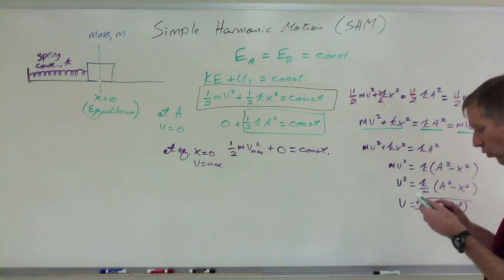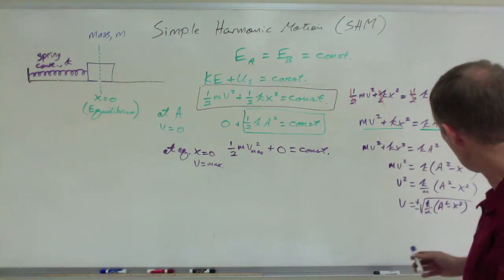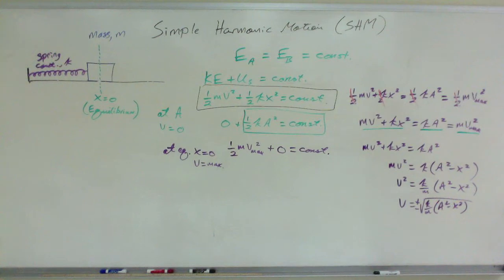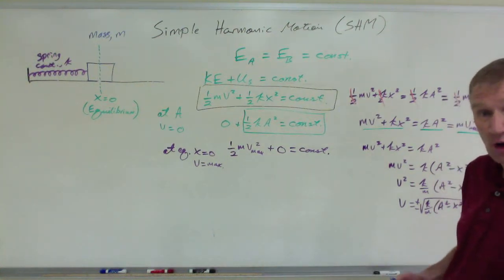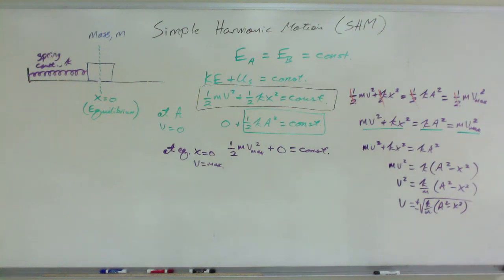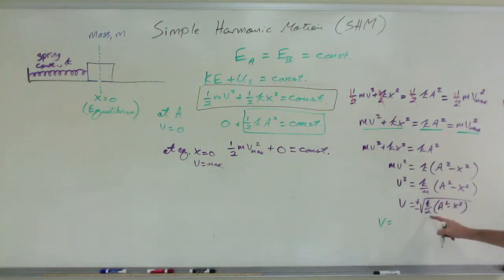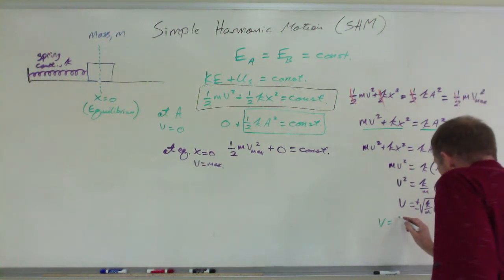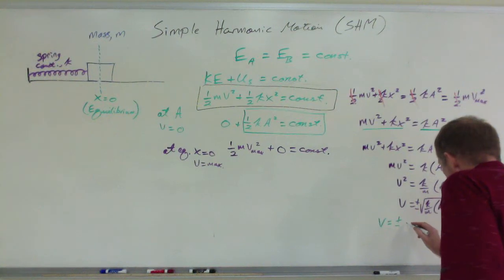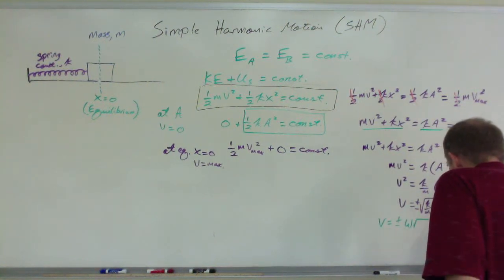All right. One more thing to write. What's the square root of k over m? The square root of k over m is omega, all right, angular frequency. So the velocity at any given position is that. If you know k over m, just leave it like that. If you happen to know the angular frequency, then it's plus or minus the angular frequency times the square root of A squared minus x squared.